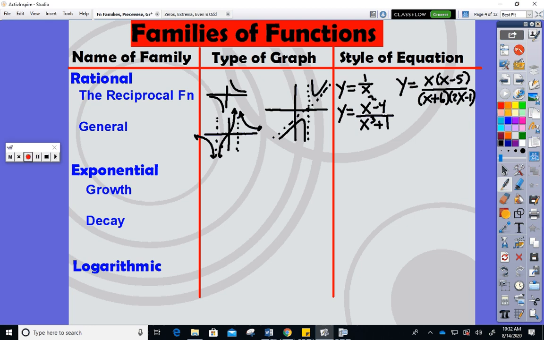So rational functions sort of look like piecewise functions because they do appear in different pieces, but the pieces would only be separated by vertical asymptotes. Now, exponential functions come in two basic varieties. You could have an exponential growth function. Your simplest one would just be like y equals 2 to the x, or y equals e to the x.